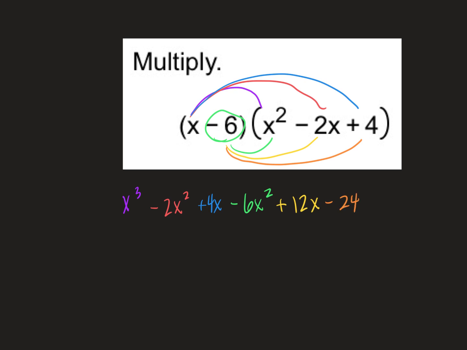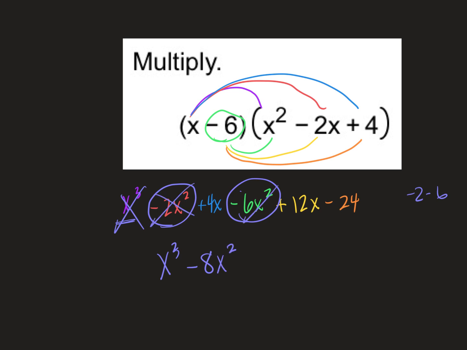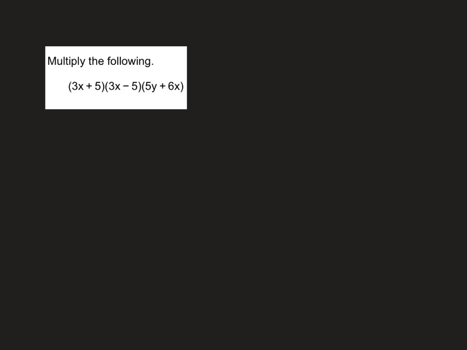Now I got to put things together that are alike. So if I look at my first guy, it looks like x cubed has no friends, so he's just a plain old x cubed. Mark him off. Now I'm going to go negative 2x and negative 6x. So negative 2 minus 6 is negative 8x squared. Mark them off. 4x and 12x is positive 16x. Mark them off. Last is negative 24. This one's a lot longer, but it's the same process.